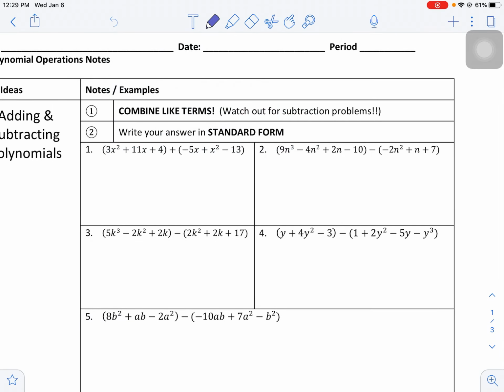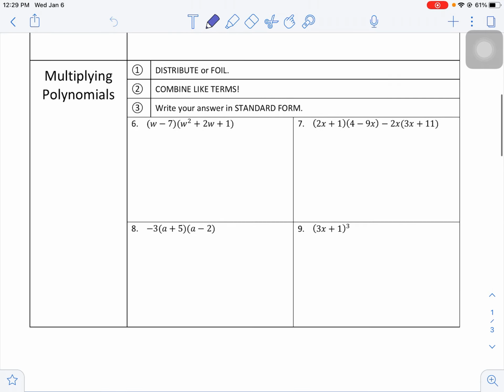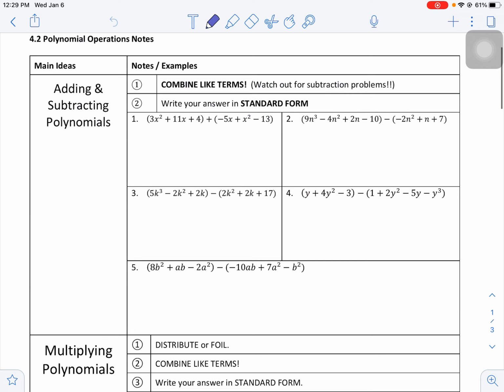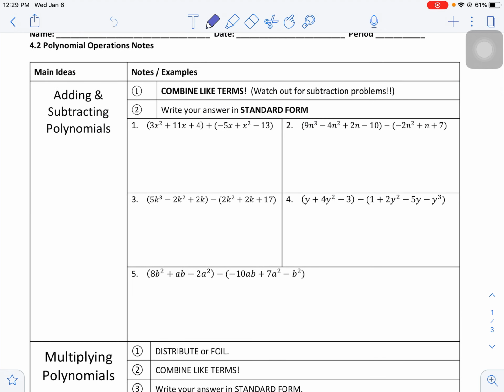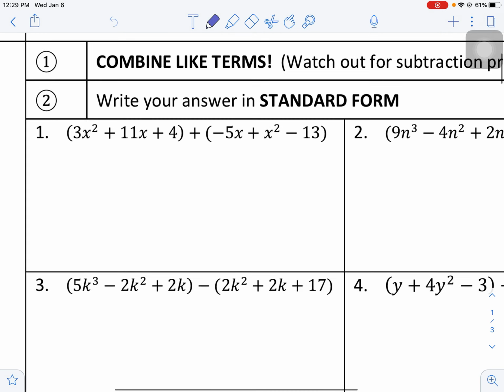Today's notes are all about polynomial operations. So adding and subtracting polynomials, multiplying polynomials. We'll actually come to dividing polynomials later on. That's not going to be in these notes. So just adding, subtracting, and multiplying. So what it says: combine like terms and then write your answer in standard form.